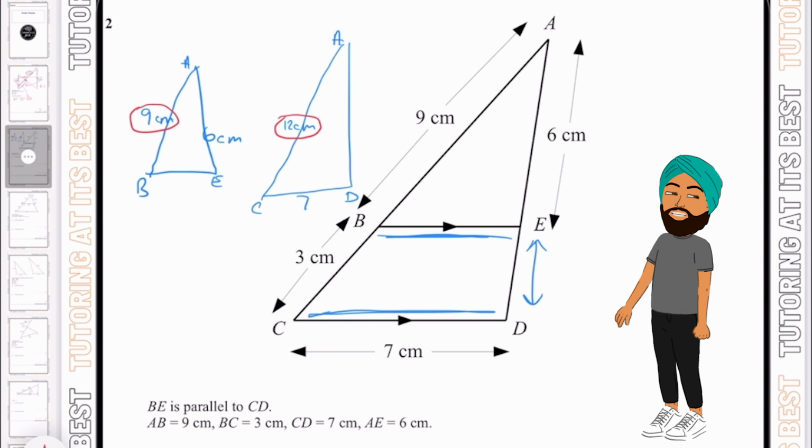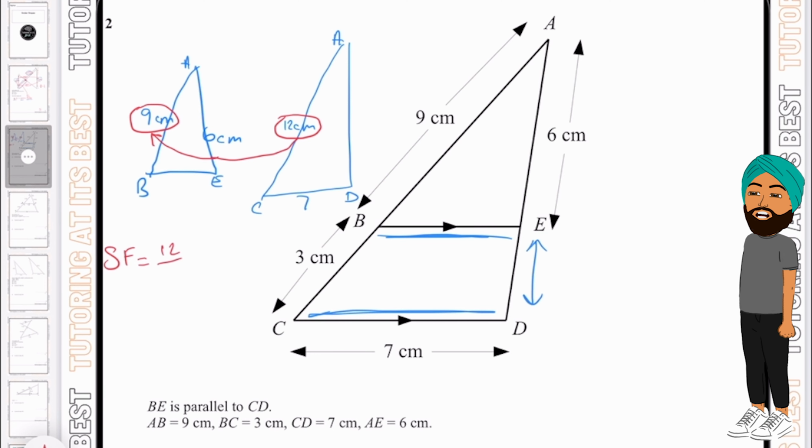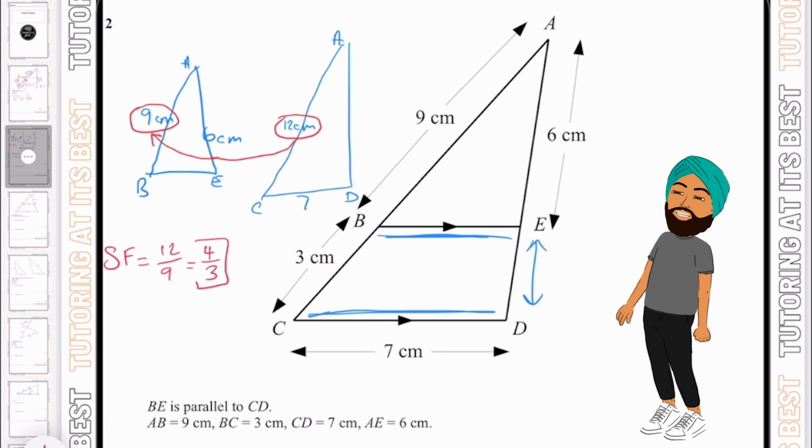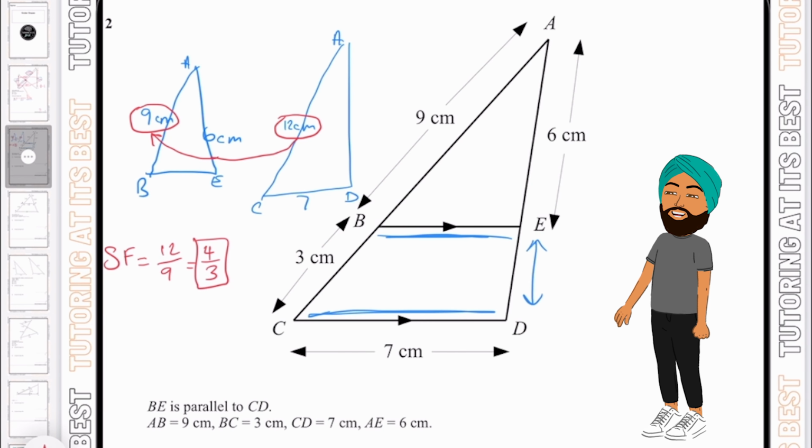So now the first thing I'm going to do is go from the larger triangle to this smaller triangle. So again, 12 divided by something gives me 9 centimeters. So in order to get my scale factor, SF, I'll have 12 divided by 9, which is equivalent to 4/3. So now I know that my scale factor is 4/3.